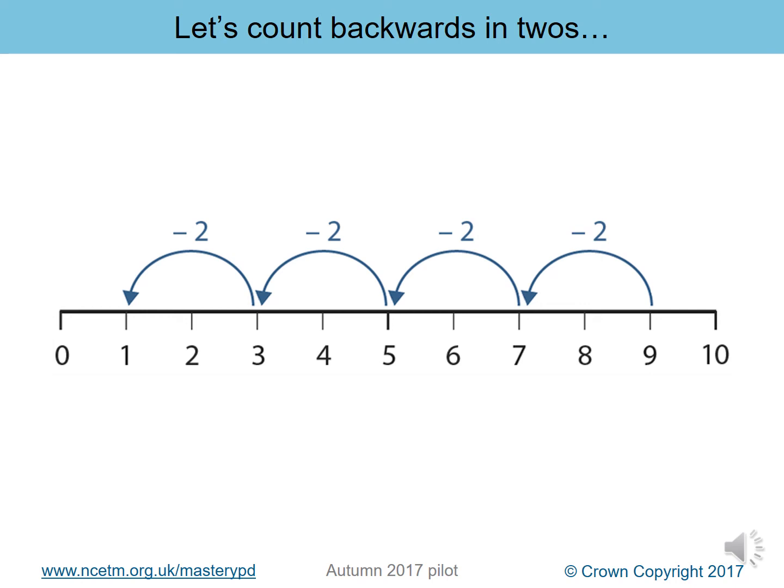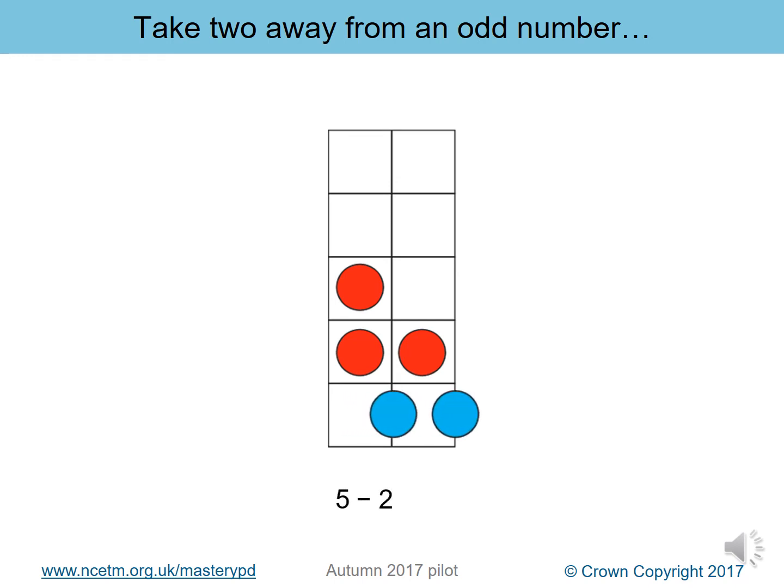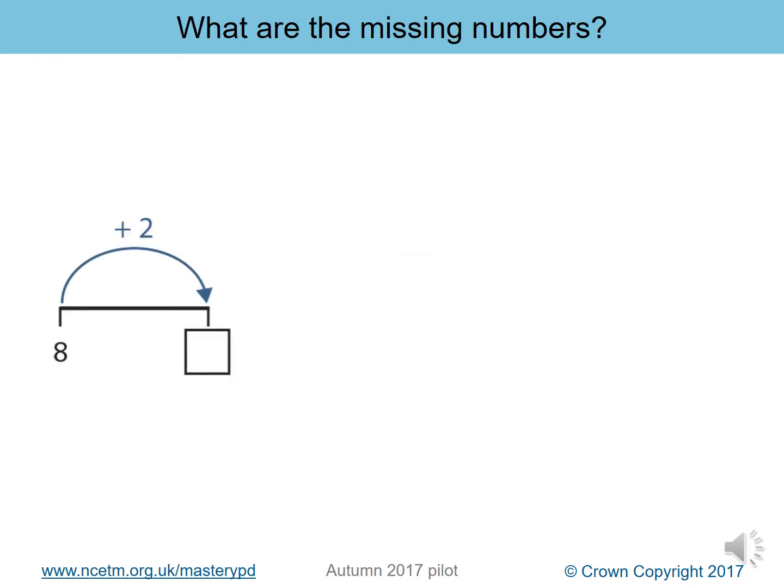Okay, let's have a look at our tens frame to help us with this as well. So if we start with 9 and we take away 2 from our odd number, it gives us the next odd number, which is 7. Then we've got 7, take away 2, which equals 5. What's the next one going to be then? 5, take away 2 is going to leave us with 3. So taking away 2 from an odd number gives us the next odd number. 3 take away 2 equals 1.